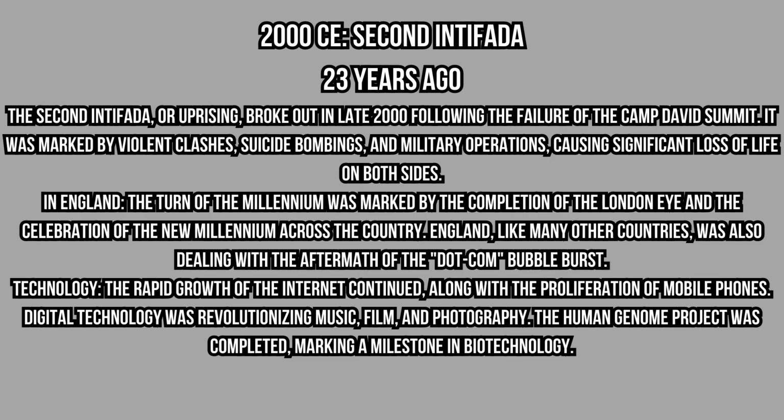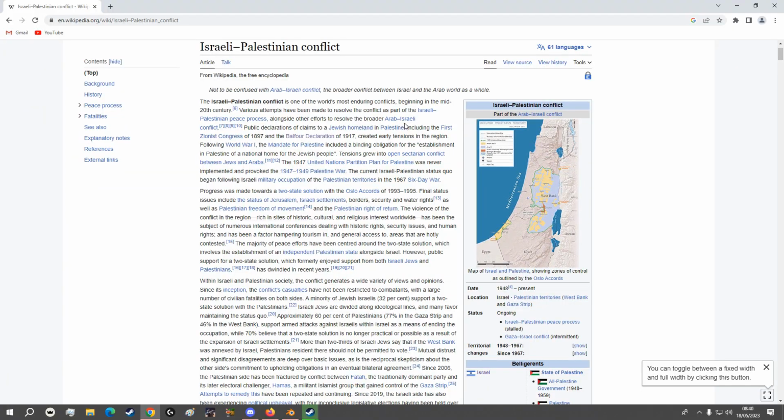2000: The Second Intifada. The Second Intifada, or uprising, broke out in late 2000 following the failure of the Camp David summit. It was marked by violent clashes, suicide bombings, and military operations, causing significant loss of life on both sides. In England, the turn of the millennium was marked by the completion of the London Eye and the celebration of the new millennium across the country.